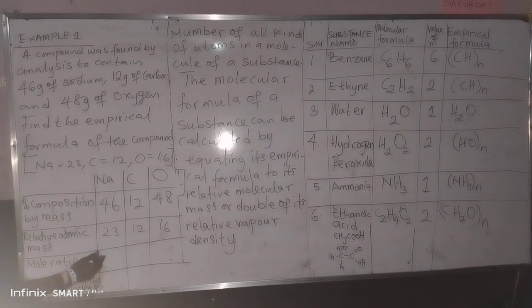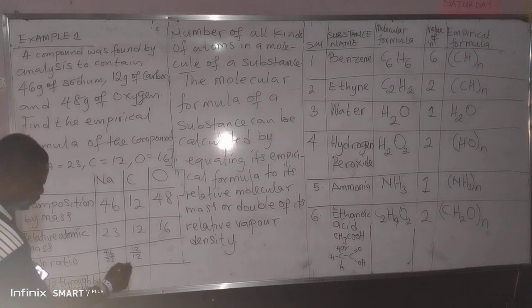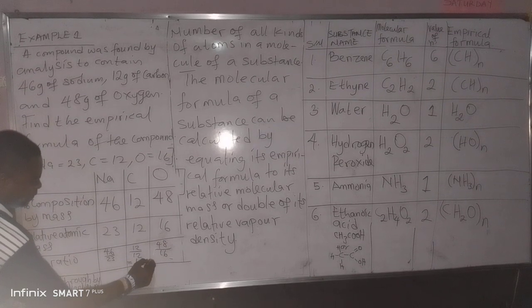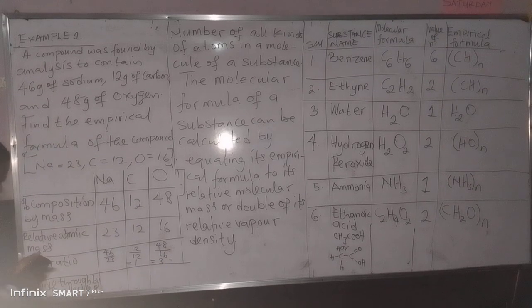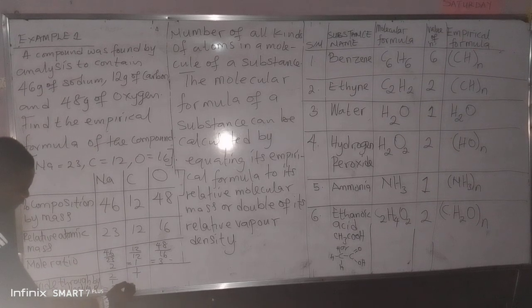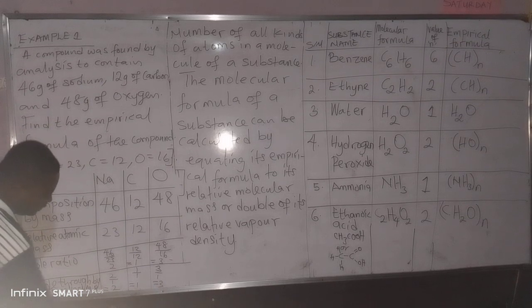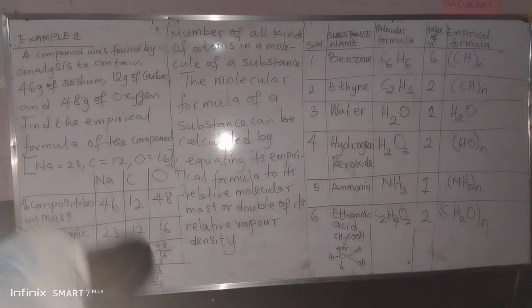So mole ratio in mathematics means to divide. Divide this upper number by this lower number. 46 over 23. And this one is 12 over 12, of course. Your answer is 1. And here is 48 over 16. So your answer here should be 3. And the answer here should be 2. So what is the smallest number here? 1. So divide these by 1. 2 over 1, answer is 2. Then divide this 1 by 1, answer is still 1. Divide this 3 by 1, answer is 3.